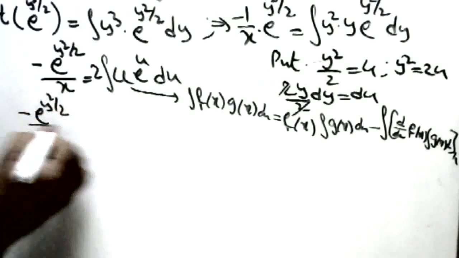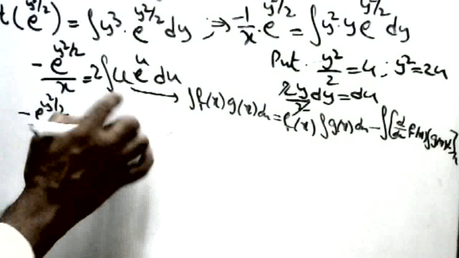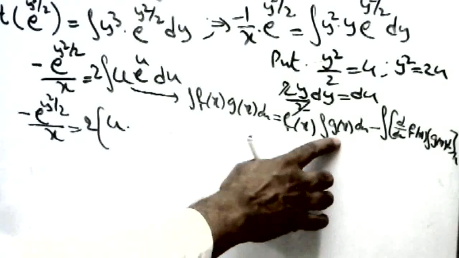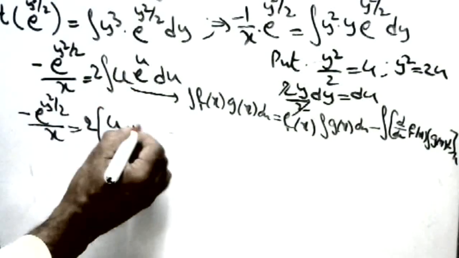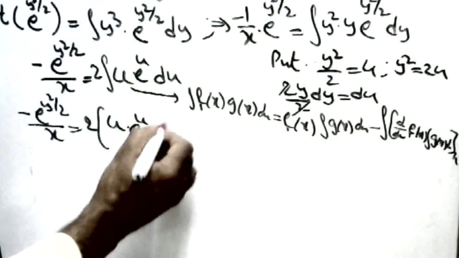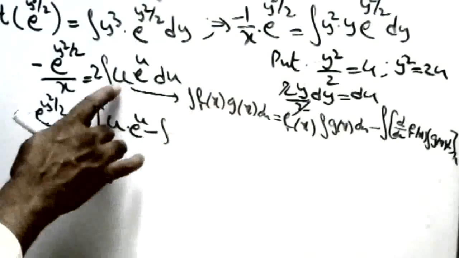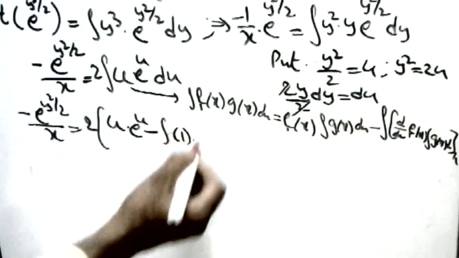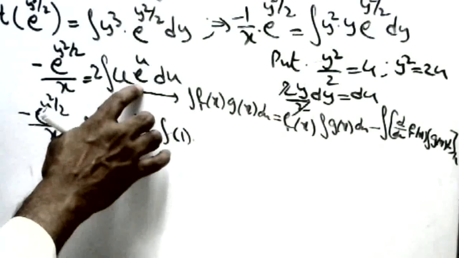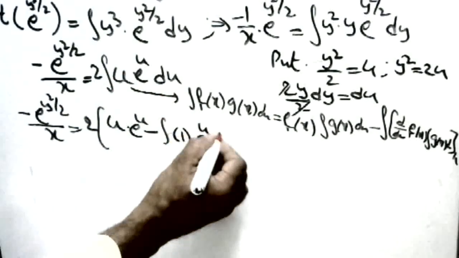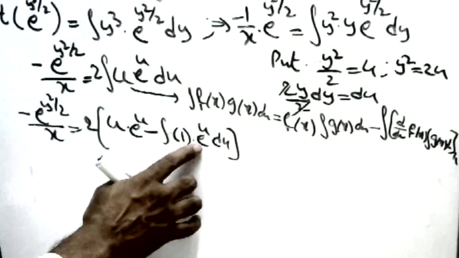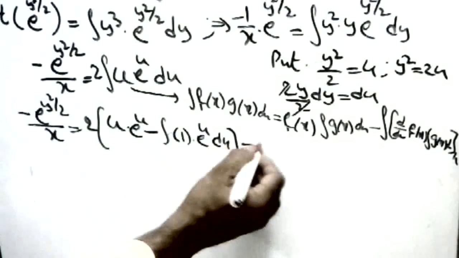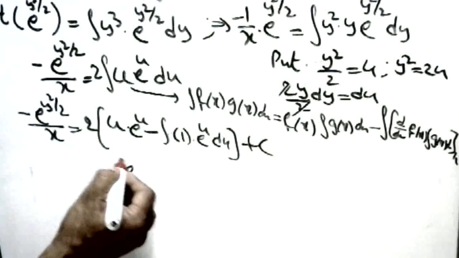So let me change this into the formula. You write this as it is, minus e to the power of y square by 2 by x equals 2 into, in the formula, f of x is u, into integration of g of x. Integration of e power u is e power u, minus whole integration of d by du of u, which is 1, into integration of e power u, that is e power u du. In the last step, integration of e power u is again e power u, plus c.